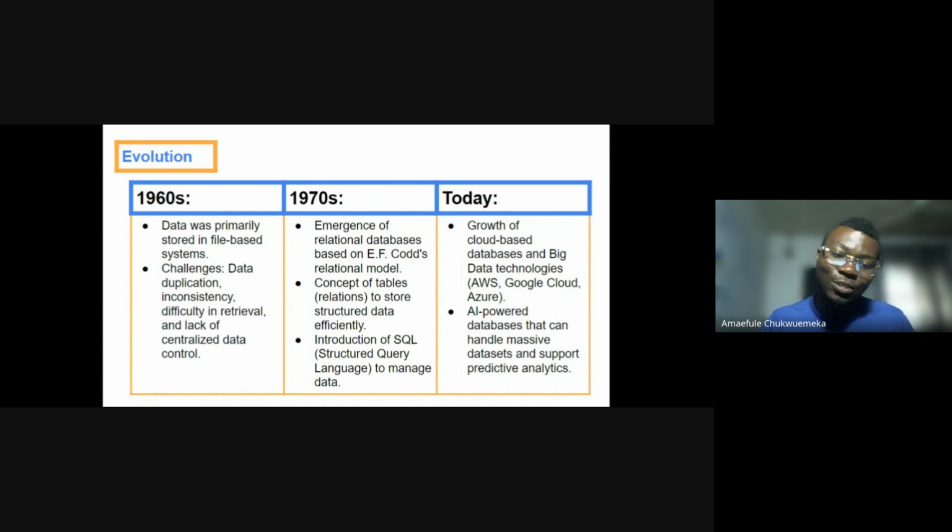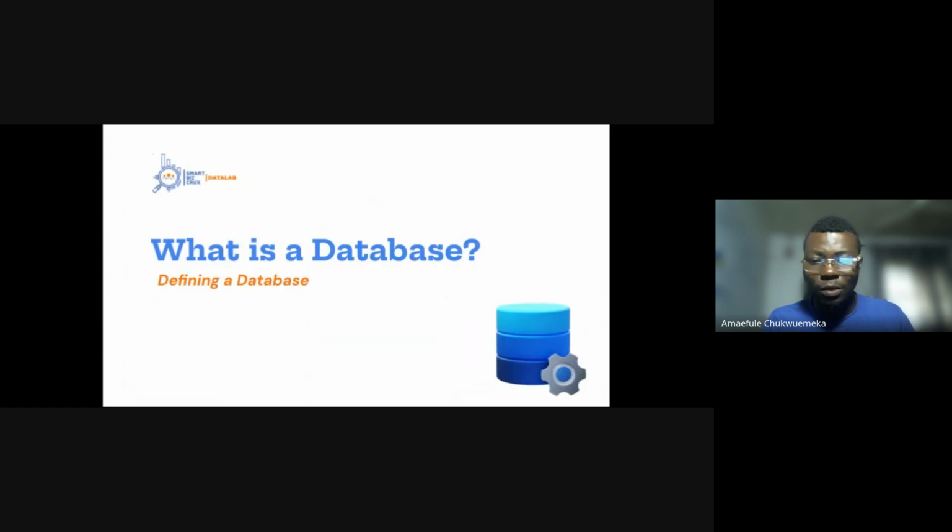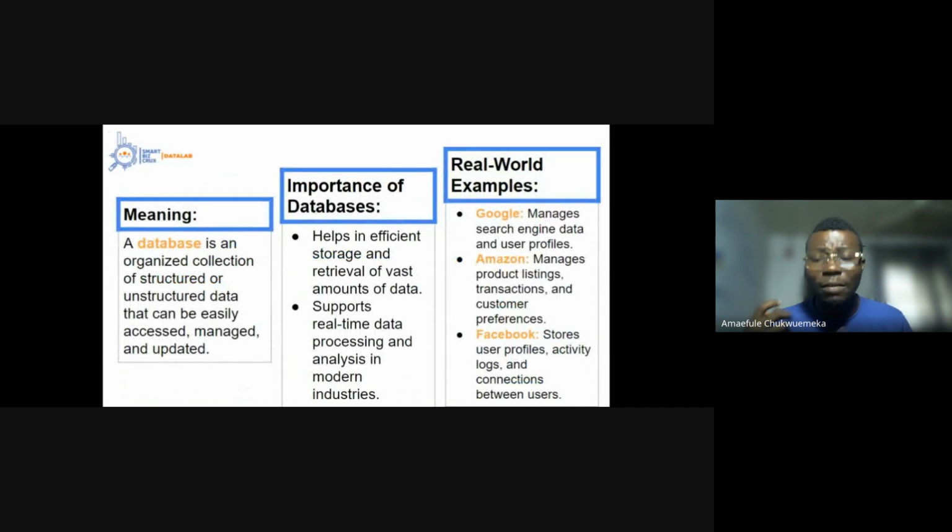How can we use SQL to do all this? For you to understand SQL, you first need to understand database. So let's start with an understanding of what a database is. First of all, a database is an organized collection of structured or unstructured data. When I say data is structured, it means the data is arranged and placed in variables and categories. It has fields and entries. The fields are the columns and the entries are the rows.